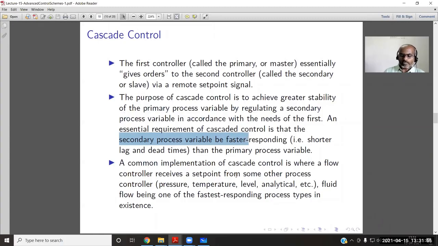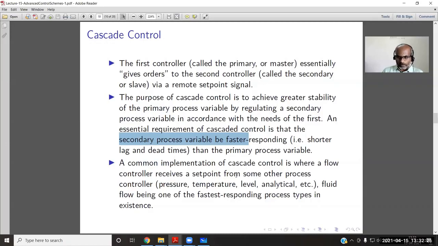Normally, flow processes are very fast processes. For a flow process, you can model it as a first order system with a time constant of volume divided by volumetric flow. In the case of a pipeline measurement, it is the volume of the pipeline divided by the volumetric flow, which will be very small in comparison to a thermal system.